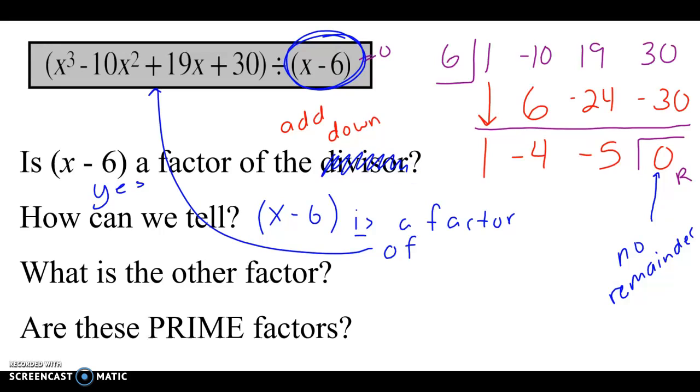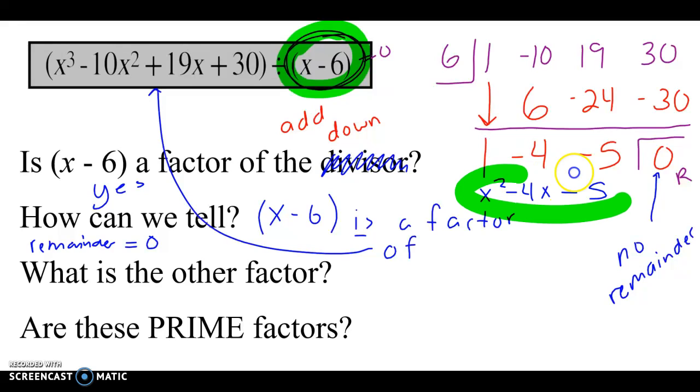And then how can we tell? How do we know it's a factor? The remainder. So we can tell because the remainder is 0. Okay? So now we need to figure out what just happened here. What is the other factor? So we know for sure that this is a factor. What else is a factor currently? The answer, good. x squared minus 4x minus 5. That's the other factor, right? Because if I multiply those together, I'd get back to where I started.